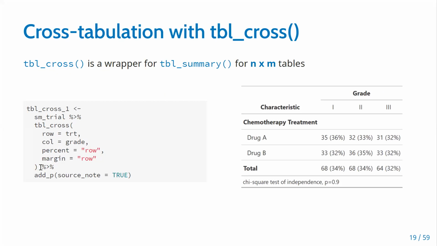And you can also pipe a TBL cross object into add P, and it will give you the appropriate P value here. I'm using this source note option to tell the p-value function to please place the p-value as a source note rather than a new column like it would for TBL summary, for example. I just want to show you that these things exist. You can have percents in here be the row percents, the column percents, the cell percents, no percents. You can show row margins, column margins, no margins. It's very simple to make these customizations.